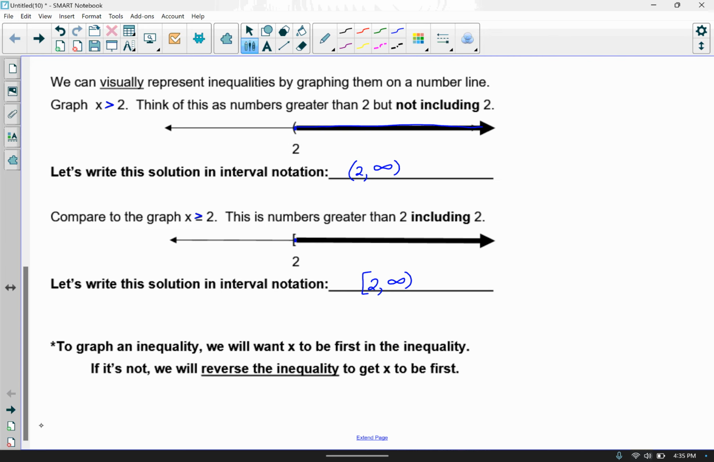If you ever need to graph an inequality and your letter is not on the left, I always recommend that we put it so that our letter is on the left. If you have to rewrite it so your letter's on the left, you're going to end up flipping the inequality sign. You'll see that play out on the next page, okay? So let's flip it on over.